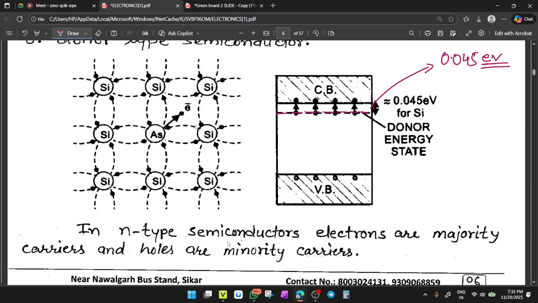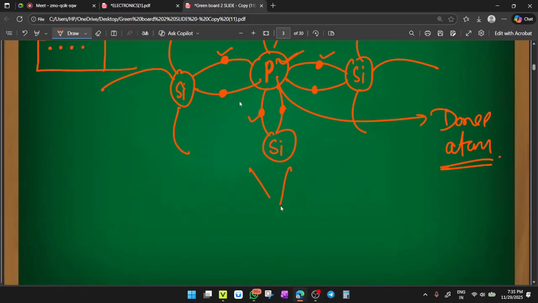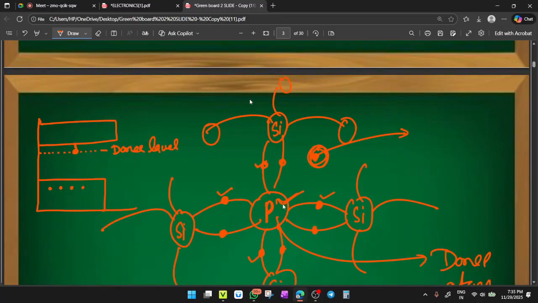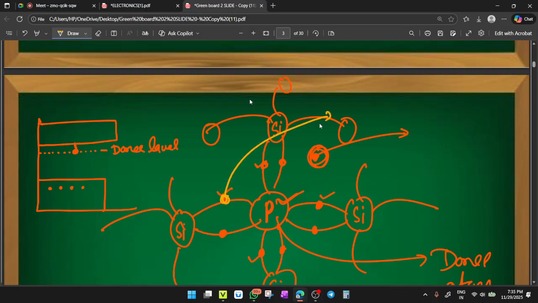Donor energy state. In an n-type semiconductor, electrons are majority charge carriers and holes are minority charge carriers. Clear? From where can this hole arise? See, at a given temperature, by thermal excitation, four electrons are fetched out from their valence shell. So this one gets out, and this bond of the silicon atom breaks here. One, two, one from here, three, and fourth from here.